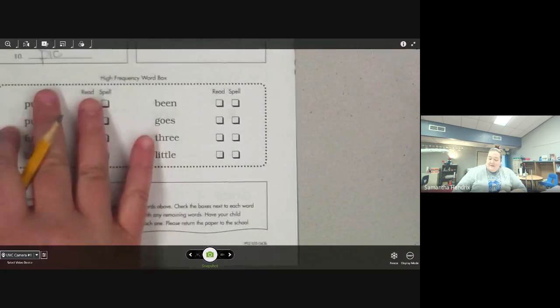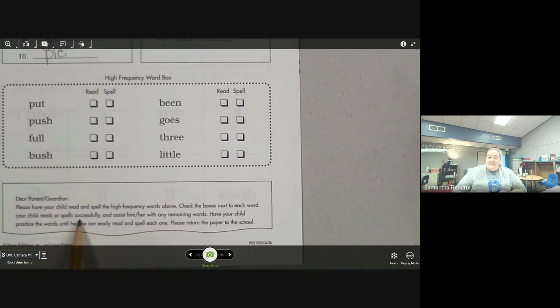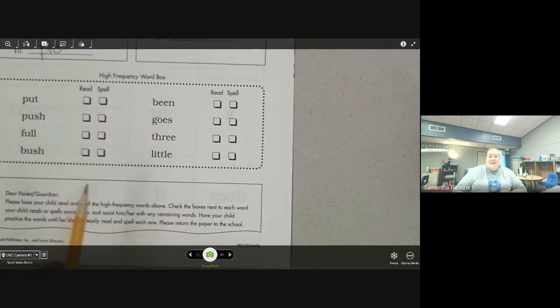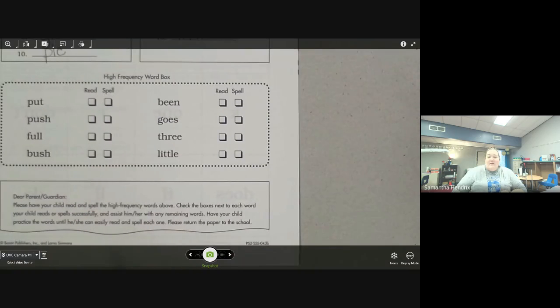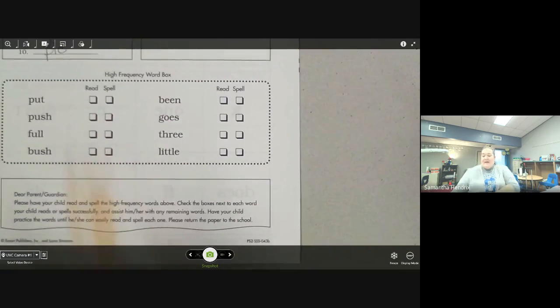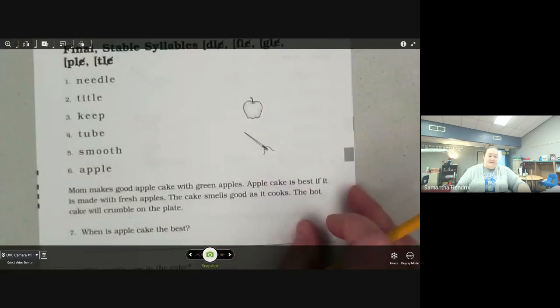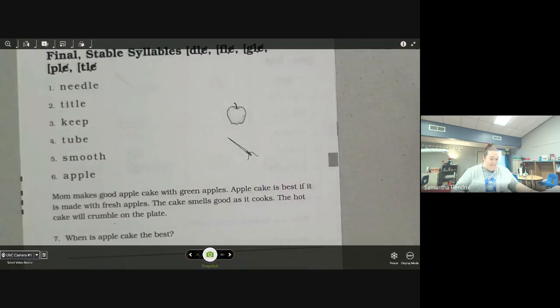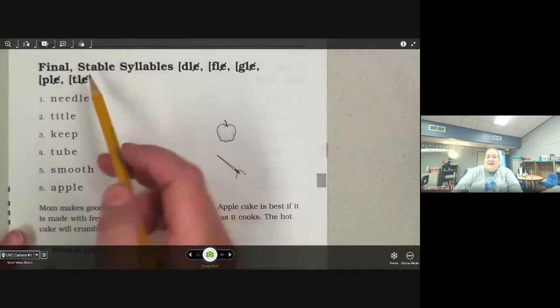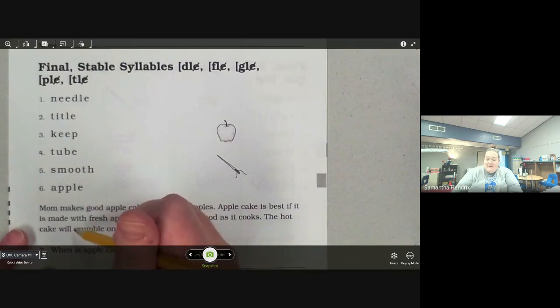So down here, have your child read and spell the high frequency words. Check the boxes next to each word your child reads and spells successfully. You guys need to be practicing these every day, okay? So let's look at worksheet 43. Let's do these together. Okay. So we're working with final stable syllables, but they're keeping some of our other stuff in there.